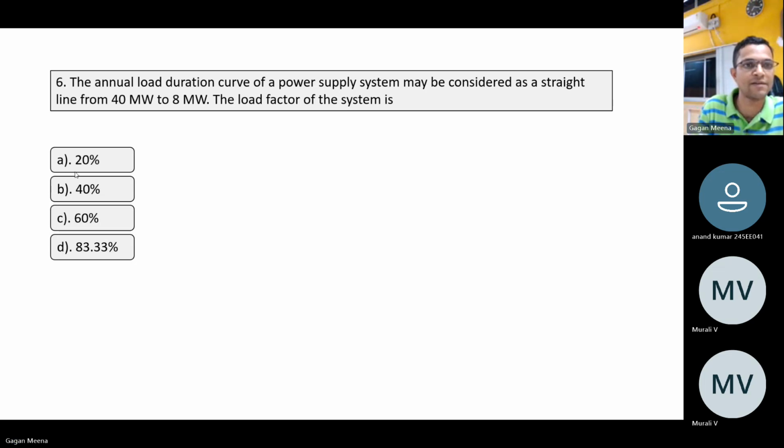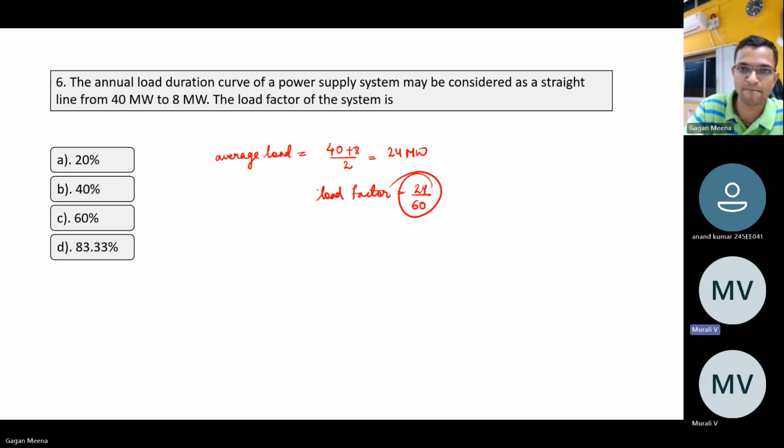Next question. The annual load duration curve. This is also a similar question. You have it in your assignment also. The load factor is average load by maximum load. Since it is a straight line, the average is 48 by 2, means 24 megawatt. Maximum load is 40, so 24 by 40, so 60%. The average load is 40 plus 8 by 2, that is 24. So load factor is equal to average by peak. Correct. 24 by 40.